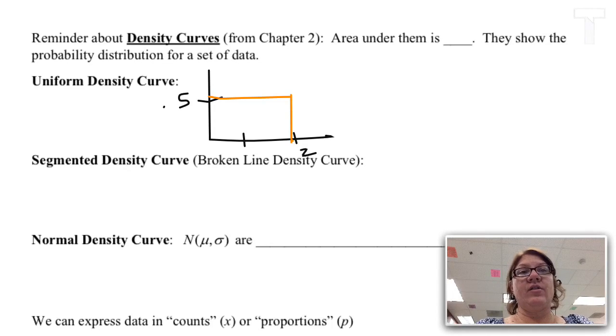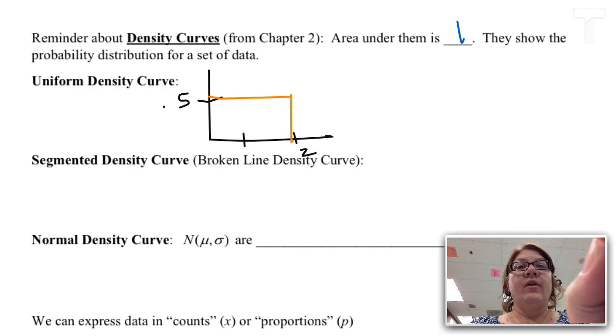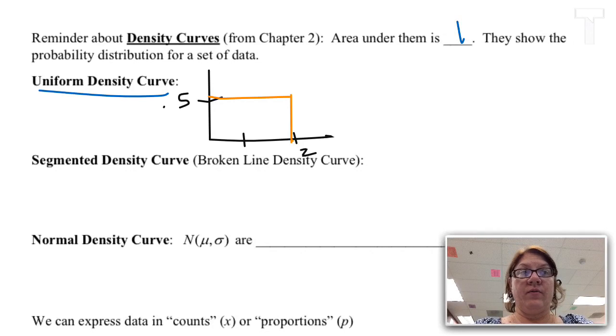So going back just to real quick recap density curves that you learned in chapter 2. Of course, I'm sure you remember that the area underneath them was 1. The uniform density curve, of course, was flat across the top, but here I could prove again that the area underneath it is still equal to 1.